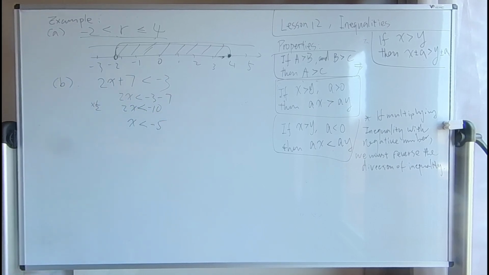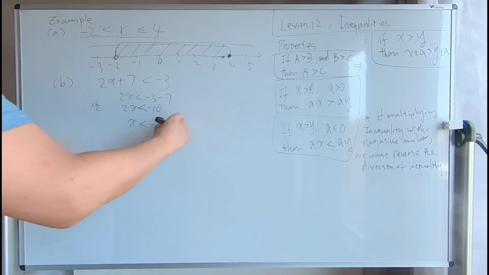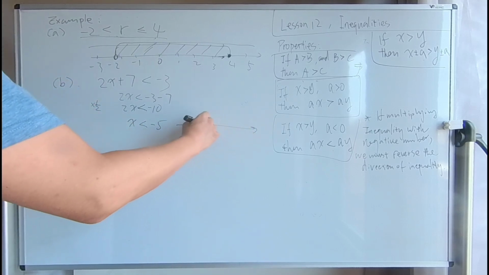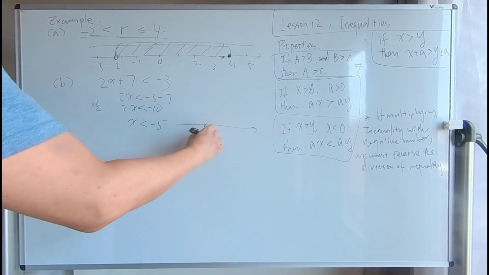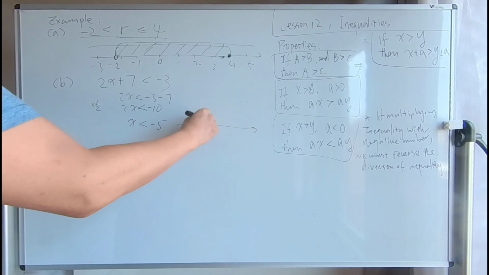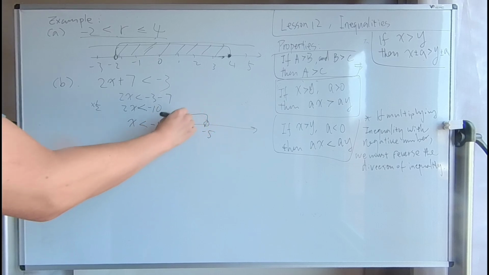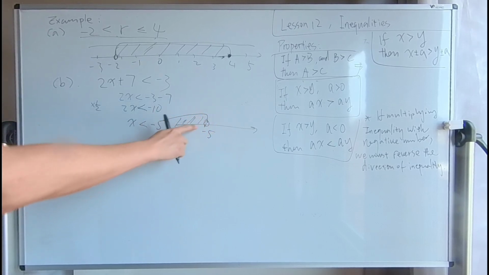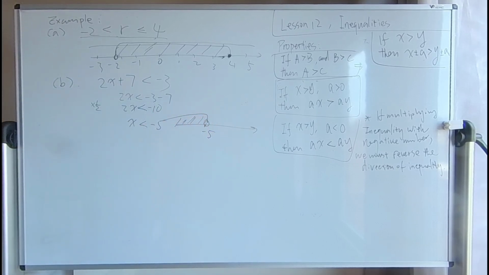Now there's no further simplification needed, so we draw on the number line. If minus 5 is here, there's no further restriction. I only need x to be less than minus 5. So it's all the regions on the left-hand side of this number, with a hollow circle.